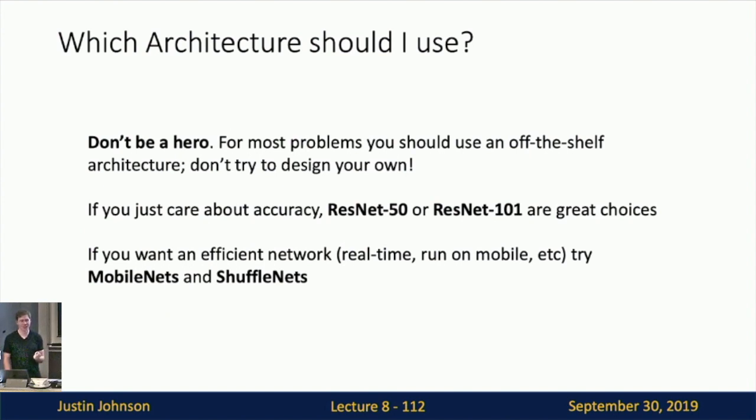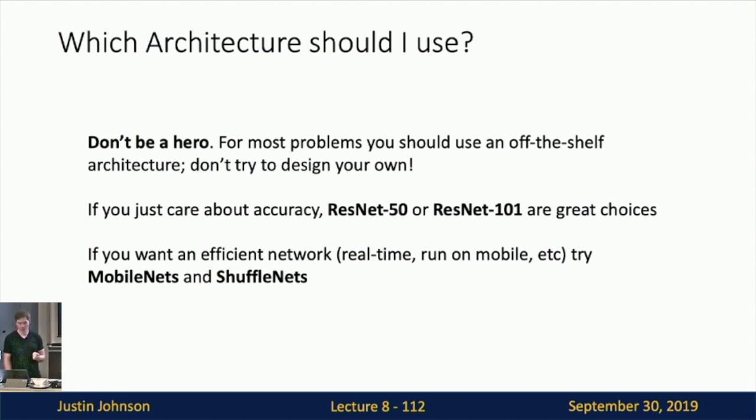But now the final question is, you know, this is all great, but what architectures should I actually use in practice? Well, my advice is don't be a hero. For most applications, don't try to design your own neural network architecture. You're going to cause yourself sadness, and you don't have 800 GPUs to burn for a month, I think. So what you should probably do in most situations is take an existing neural network architecture and adapt it for your problem.